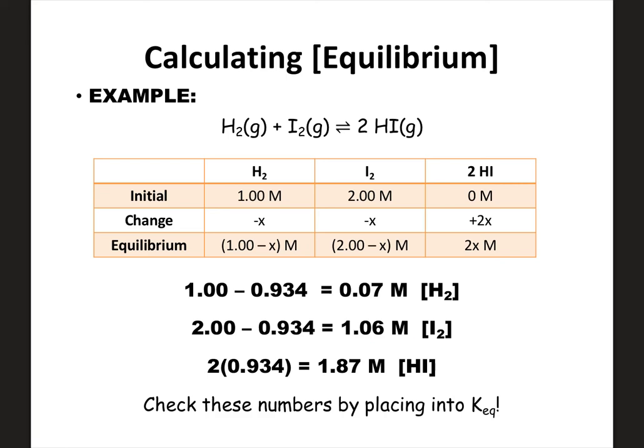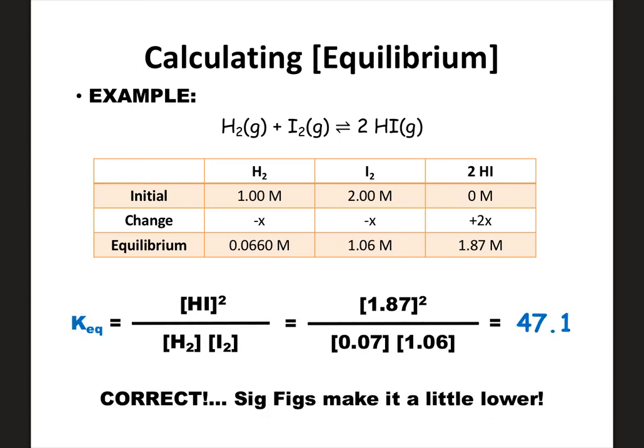Now, you could take these values and plug them back into your KEQ expression and see if what you get is close to the value of KEQ they gave you in the problem if you want to check your work. It's not required, but it's something you could do if you were unsure here. When I plug those equilibrium values back into my KEQ expression, I do get 47.1, which was very close to the original value of 50 that they told me. It's probably off just a little bit because of sig figs and such. So that means I probably did the problem correctly.